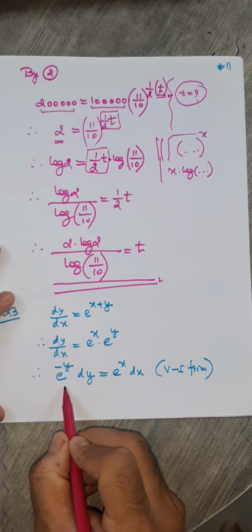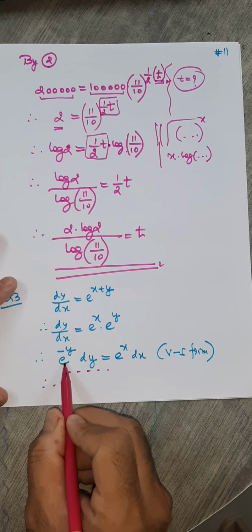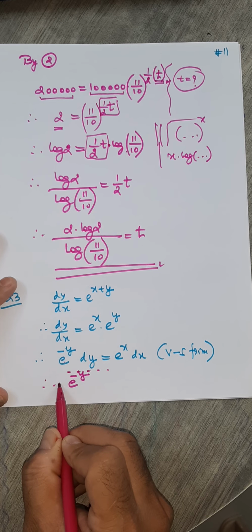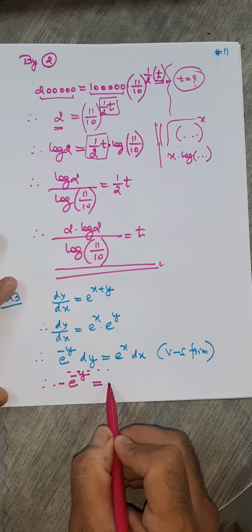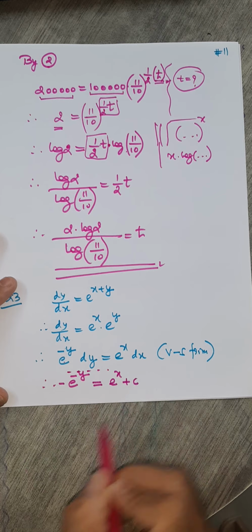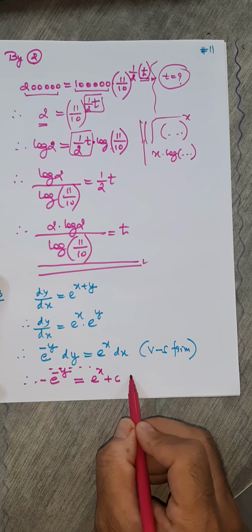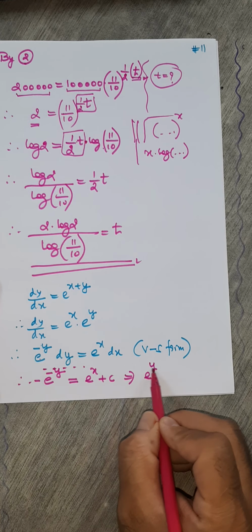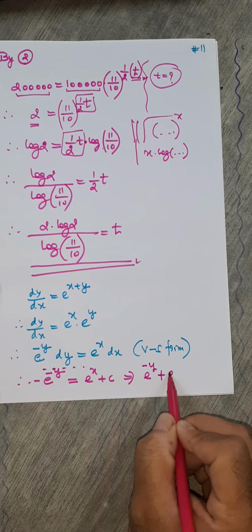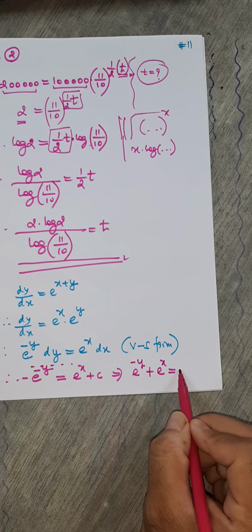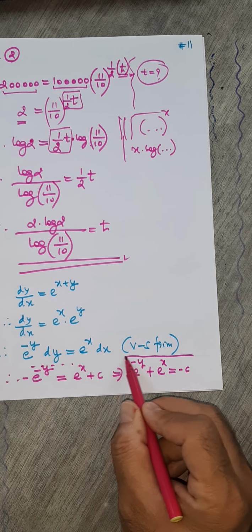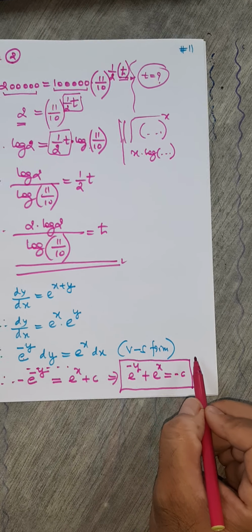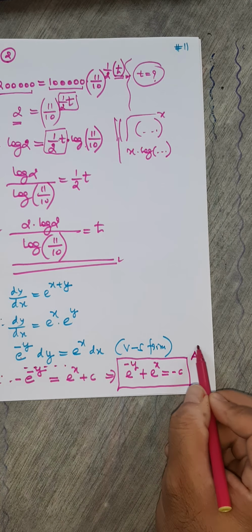Now you integrate it, just integrating. What's the integral of e raised to minus y? E raised to minus y upon minus 1. So this is minus sign equals e raised to x plus c. So you will get e raised to minus y, I'll take this one over here, plus e raised to x equals minus c, remember. But minus c or plus c is not important. You can write here c dash, a new constant, and therefore a is your correct option.